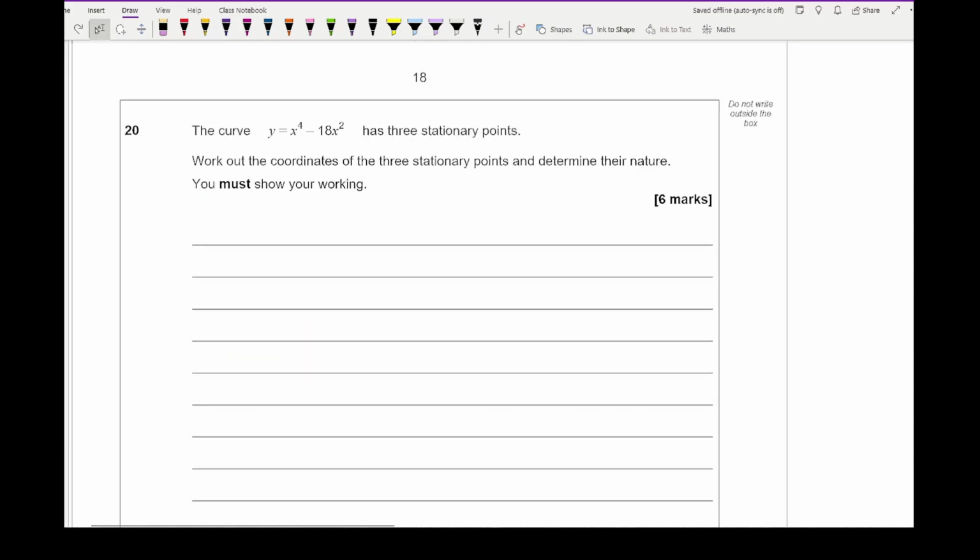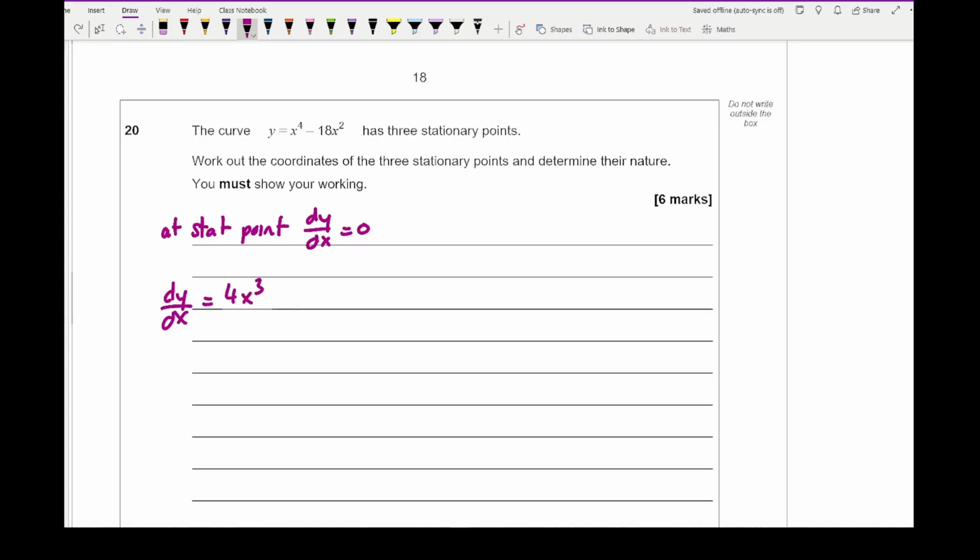Now moving on to question 20, it says the curve y equals x to the power 4 minus 18x squared has 3 stationary points. Work out the coordinates of the 3 stationary points and determine their nature. So first things first, what we need to state is that at the stationary point, dy over dx equals 0. So here we can work out what dy over dx is, and that's going to be 4x cubed minus 36x. If we then make that equal to 0, we can factorize, so that becomes 4x times x squared minus 9 equals 0.